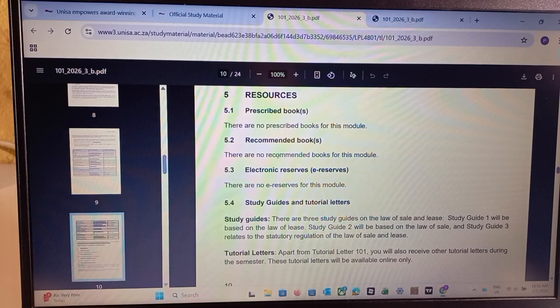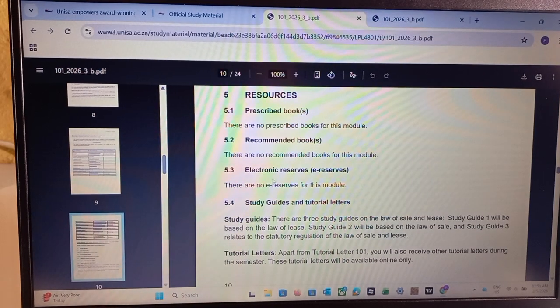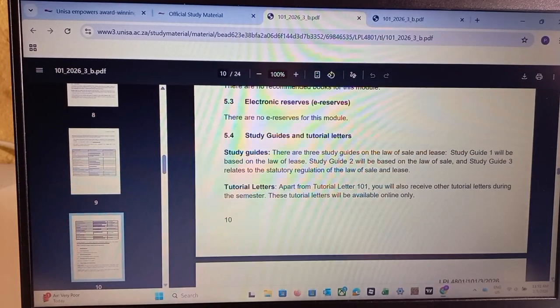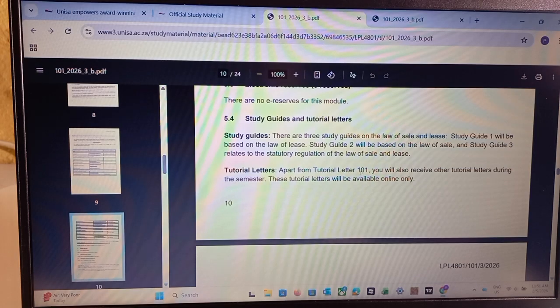Resources, prescribed book. There is no prescribed book, no recommended books, no e-reserves for this module. Then study guides and tutorial letters. There are 3 study guides on the law of sale and lease. Study guide 1 will be based on the law of lease. Study guide 2 will be based on the law of sale. And study guide 3 relates to the statutory regulation of the law of sale and lease.